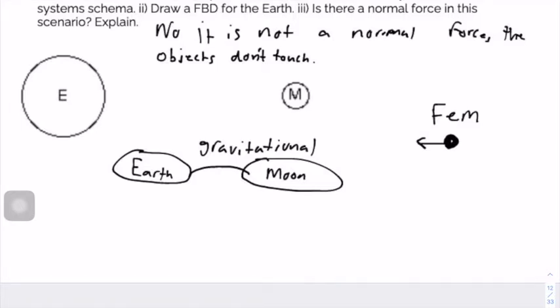Okay, so again, the only issue we have is the direction should be going that way, but other than that, excellent job.